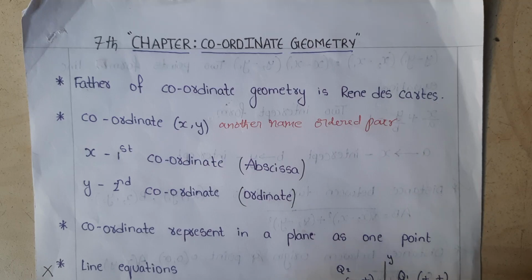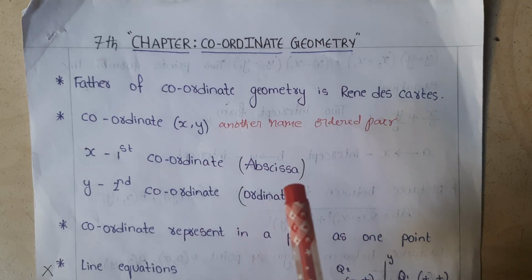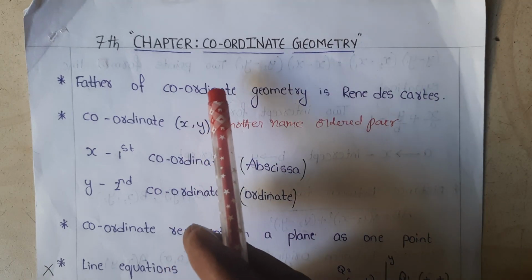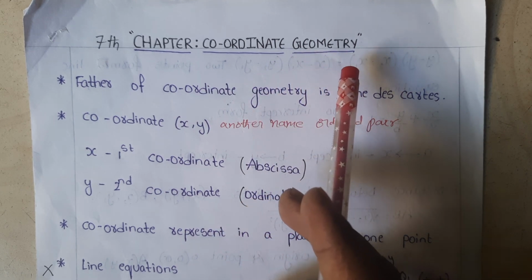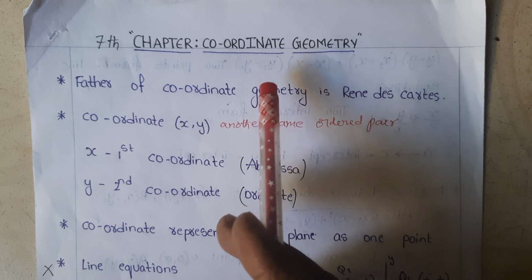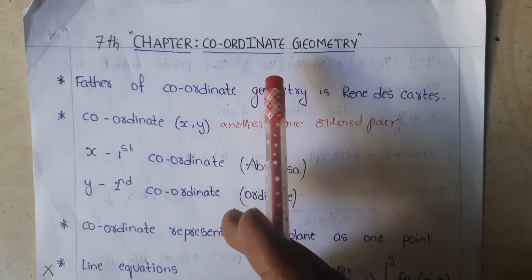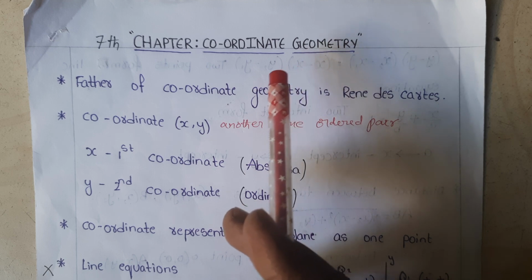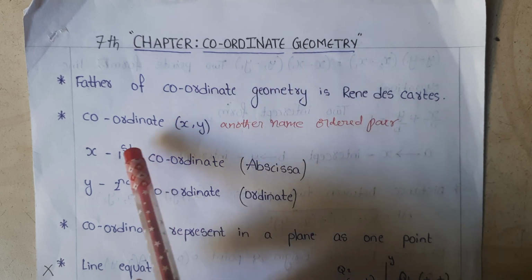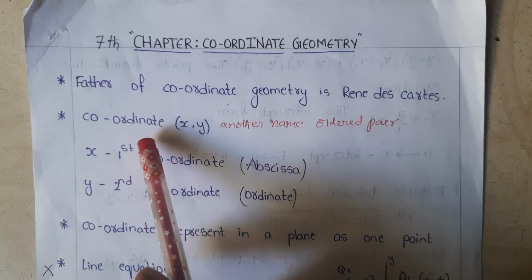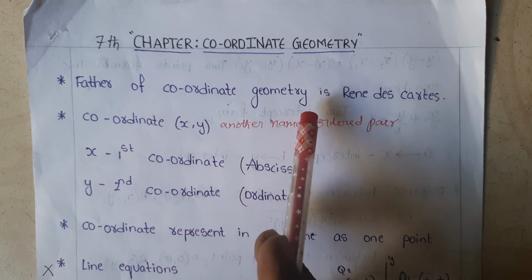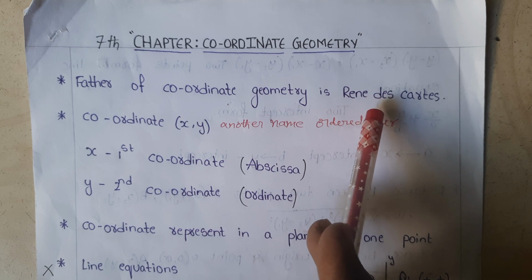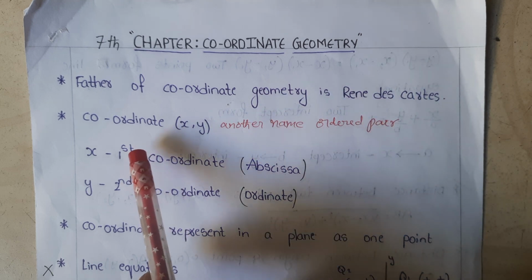My dear children, today in 10th class, 7th chapter, coordinate geometry, we are going to discuss the main points. Coordinate means ordered pair. What we call coordinate, another name is ordered pair. The word coordinate comes from Renatus Cartesius; after the mathematician's name it became Cartesian, coordinate.